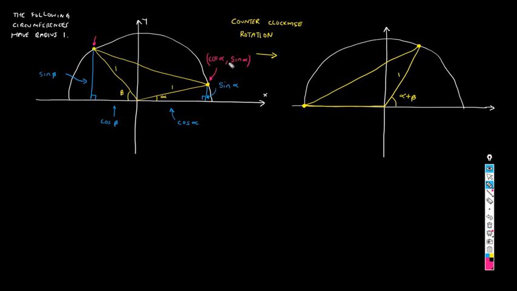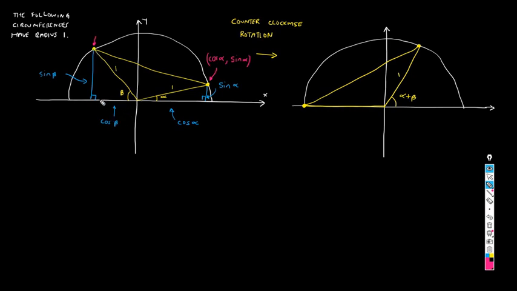Okay, these two are the coordinates of this point. I know it looks weird, but that's what it is, okay? If all of this measures cosine of alpha, then the x-coordinate of this point is cosine of alpha. And if all of this measures sine of alpha, then the y-coordinate of this point is sine of alpha, okay?